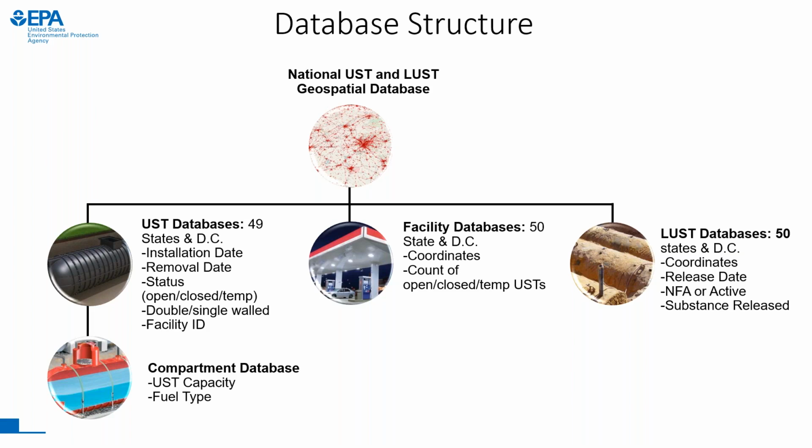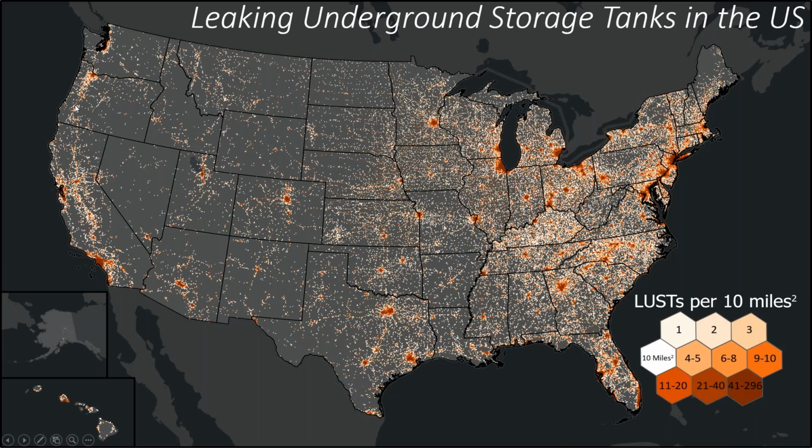And so we combined all this data and we got the first national picture of what leaking underground storage tanks look like in the United States. What you're looking at is, every dot on that map is 10 square miles. You can see that basically every major metropolitan area in the country has between about 40 and 300 leaking underground storage tanks per 10 square miles. That's both historic releases and current ones.